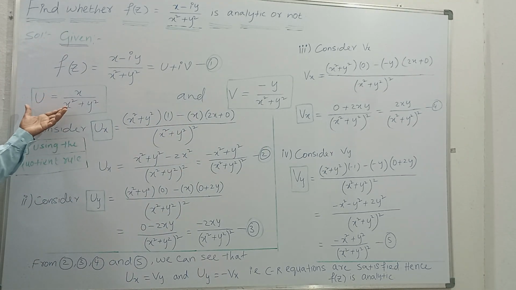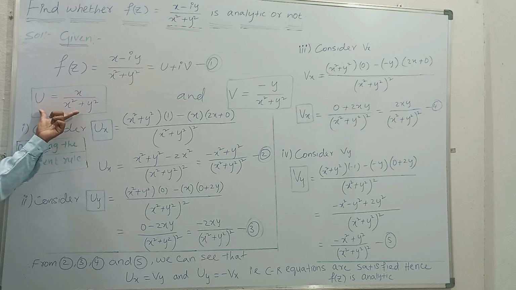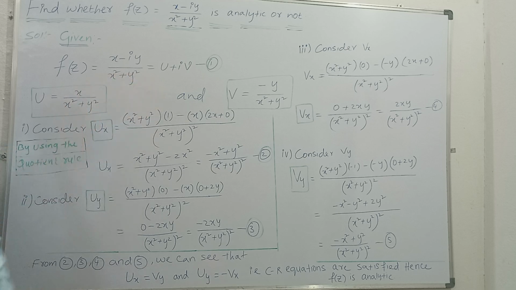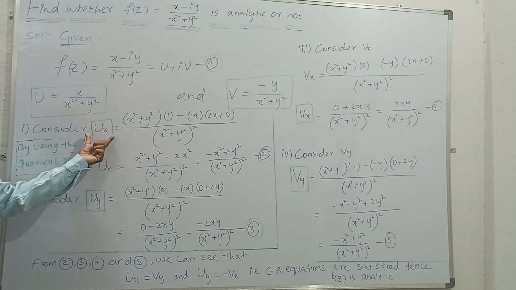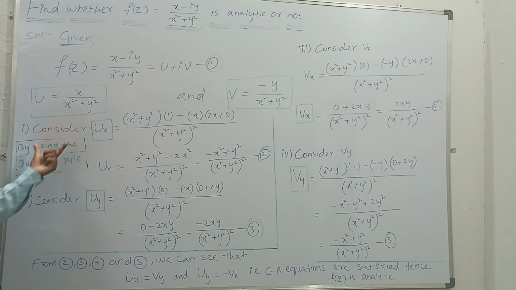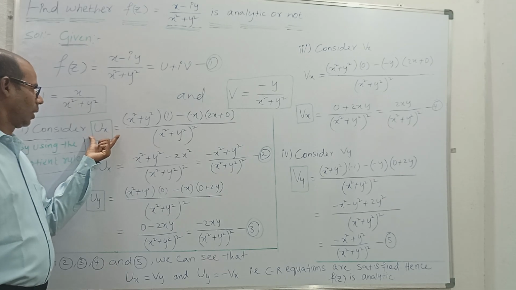So, once we have written the function and the values of u and v, that is the real part and imaginary part, now we will find the partial derivative of u with respect to x. Now u is x upon x square plus y square. So when we find the partial derivative of u with respect to x, we have to use the quotient rule.